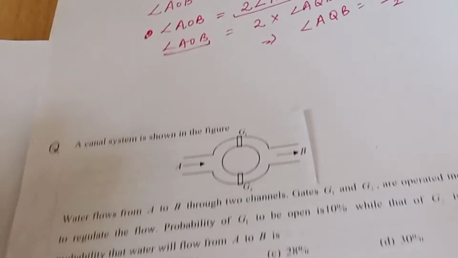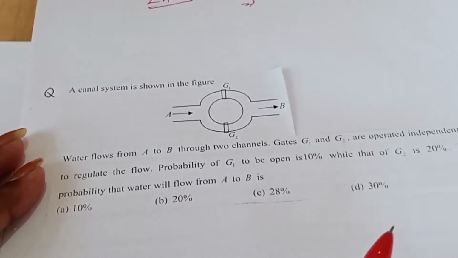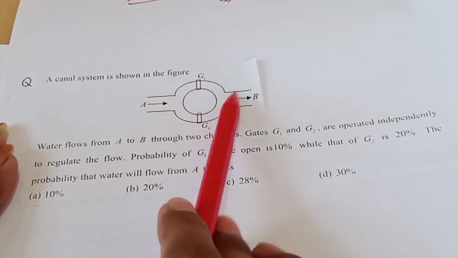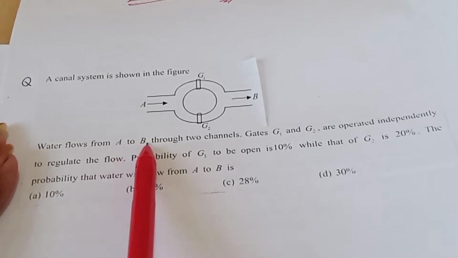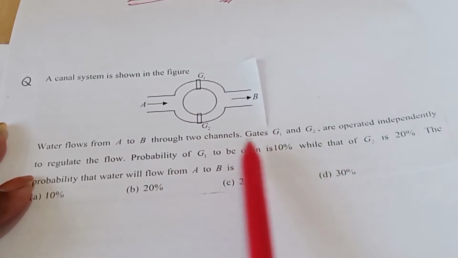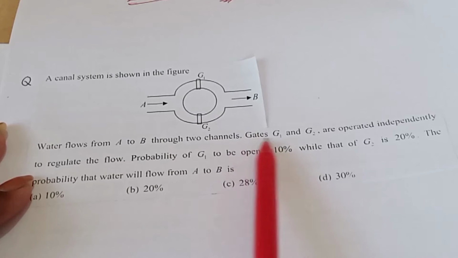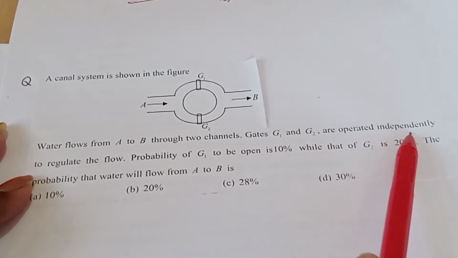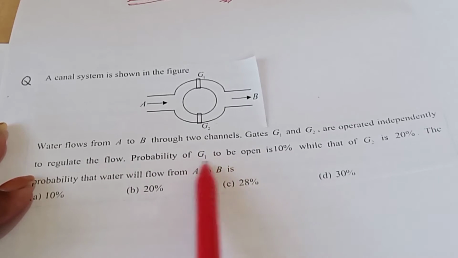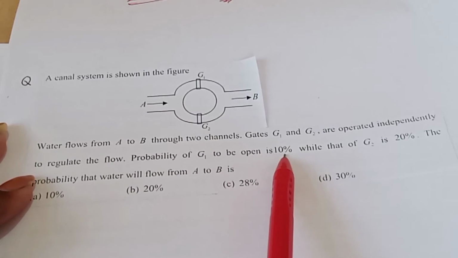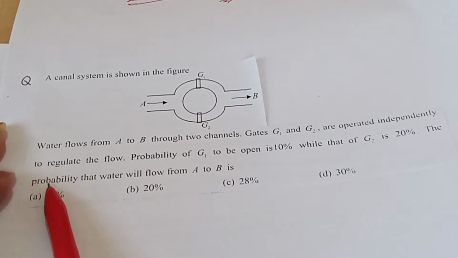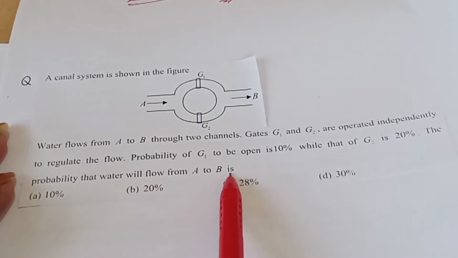Now let us see the next question. A canal system is shown in the figure. Water flows from A to B. There are two paths through two channels. The gates G1 and G2 are operated independently to regulate the flow. The probability that G1 is open is 10%, while that of G2 is 20%. Find the probability that water will flow from A to B.